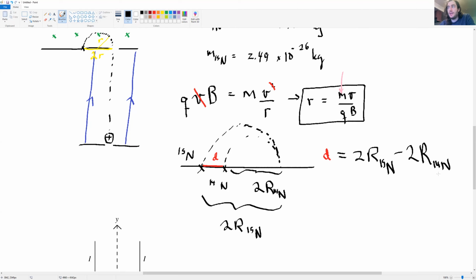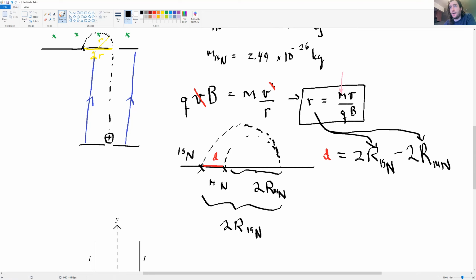Now it's a matter of plugging in numbers here. These capital R's that I've used here for these two isotopes are based on this R right here. So we just simply plug in with the appropriate values, mV over QB. So for N15, we plug in the mass for N15. The charge on it, we're just going to take to be the electron charge.